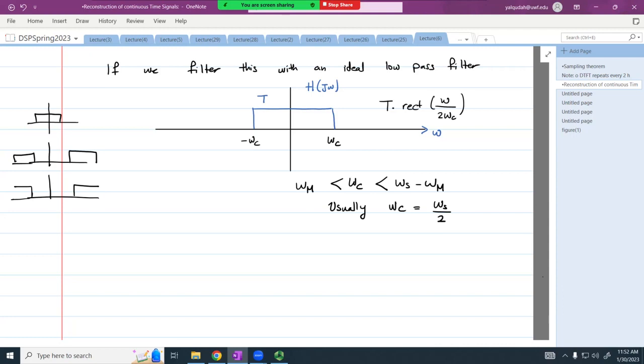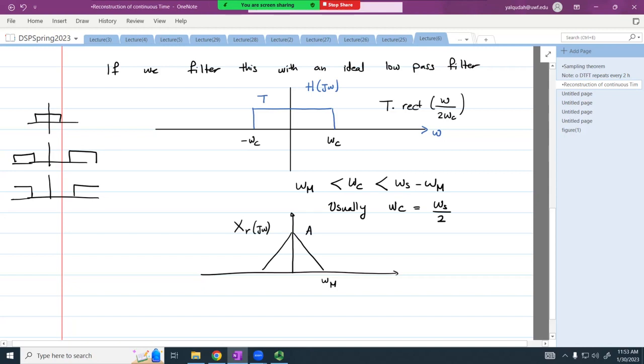Okay, so if we have this cutoff frequency, then if I pass my sampled signal through it, I'm going to get back my original signal, which is omega m. This is going to be the spectrum of X recovered of j omega. This is going to be A, and this is W, and this is my original signal.